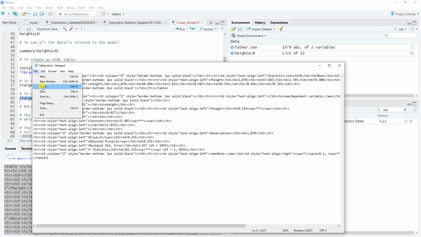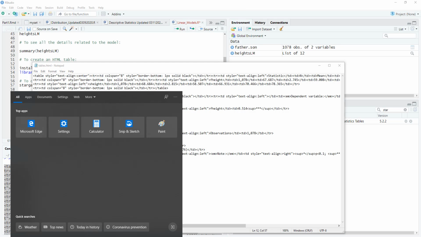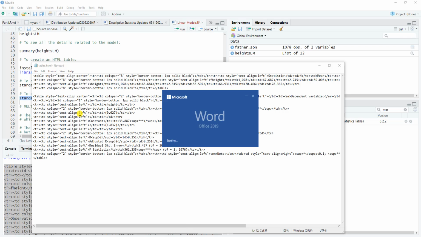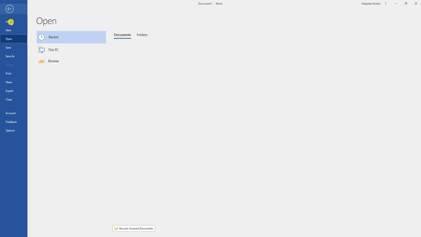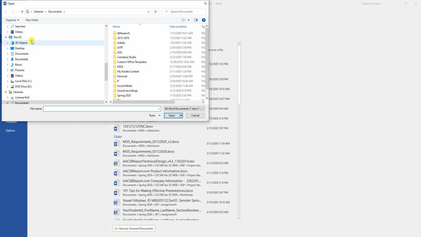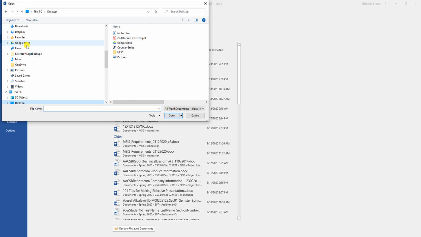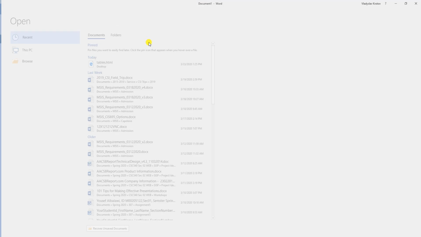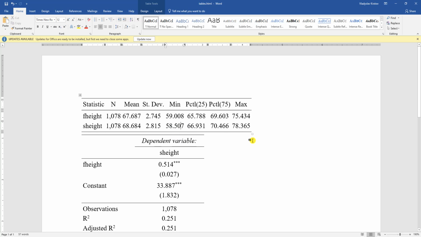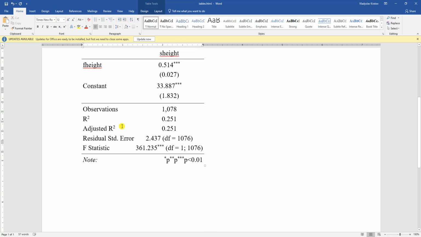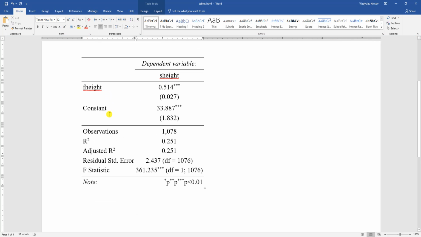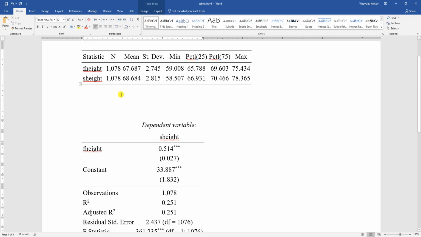I'll go File, Save, and then you can open that HTML file either in your browser, and then you can copy those tables into a Word document, or you can just simply open it using Word. So here I'll find Word really quick, and then I'll go to File, Open, go to Desktop, and select tables.html. So here they are. Those are the nice looking tables that we generated using the stargazer package. You can copy them, you can modify them further, just as you would normally do with tables in Microsoft Word.